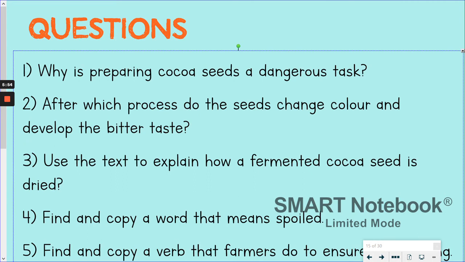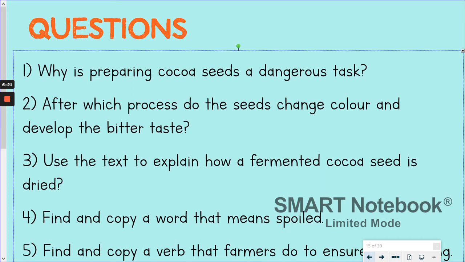First question is, why is preparing cocoa seeds a dangerous task? So look back at the first paragraphs of the text and analyse what is it about the tasks of preparing cocoa seeds that make them dangerous. Before you answer that, I want you to remember this is about today's text, not yesterday's. I don't want to know about why farming is dangerous. I want to know why preparing is dangerous.